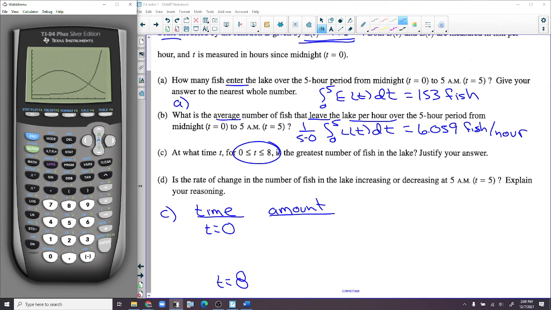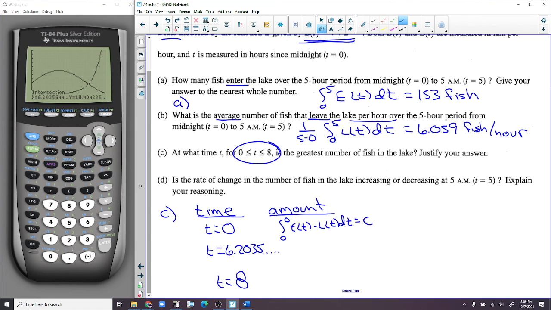There's only one intersection value, so there's only one critical point. That's where they intersect. So we're going to calculate the intersection point. Enter, enter, enter. The other value we need to use is 6.2035. All right, now the amount that's in the lake would be the integral from 0 to 0 of entering minus leaving. But for the sake of this problem, that's 0.